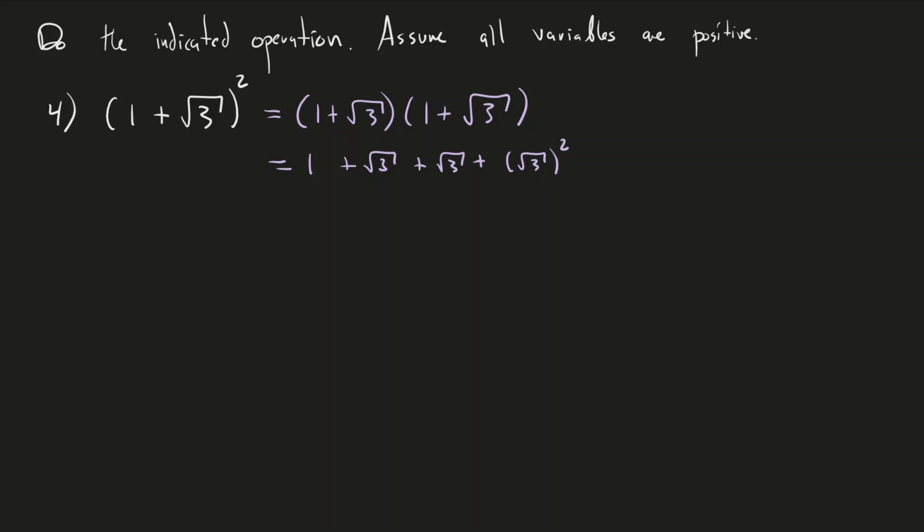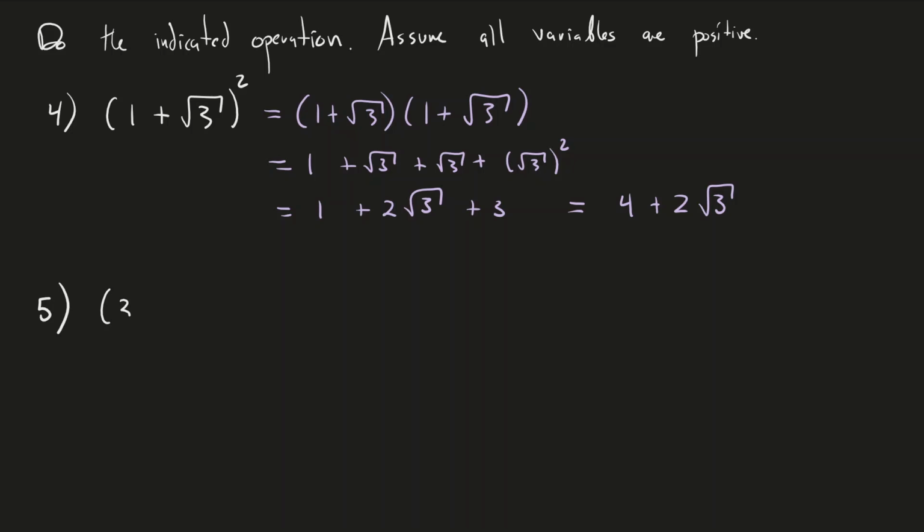So this is now equal to 1 plus 2 root 3, because those are like radicals, so we can add them, plus 3. So that's equal to 4 plus 2 root 3. It's quite nice. And then 5.